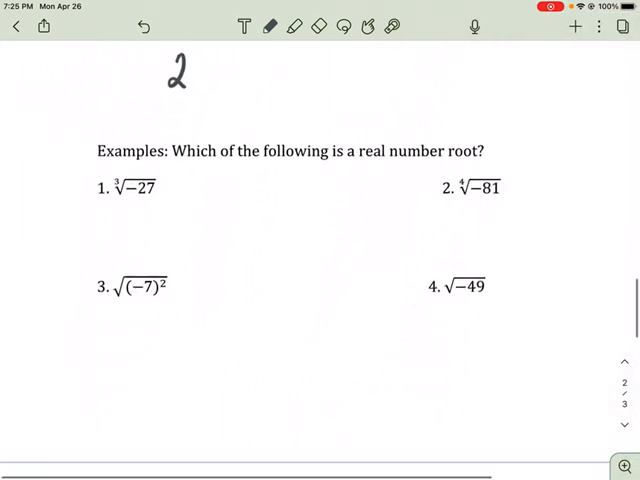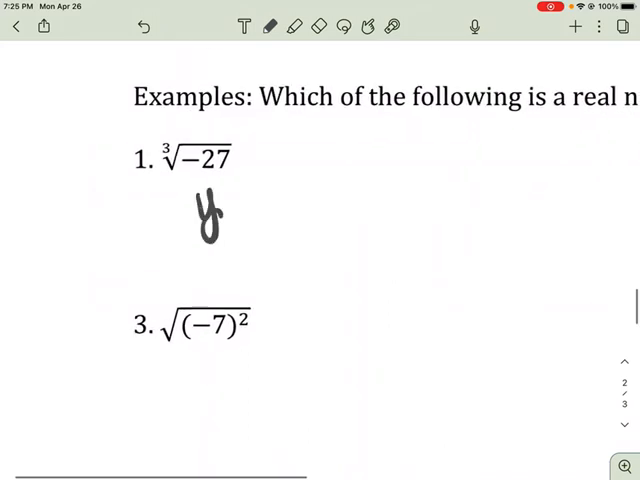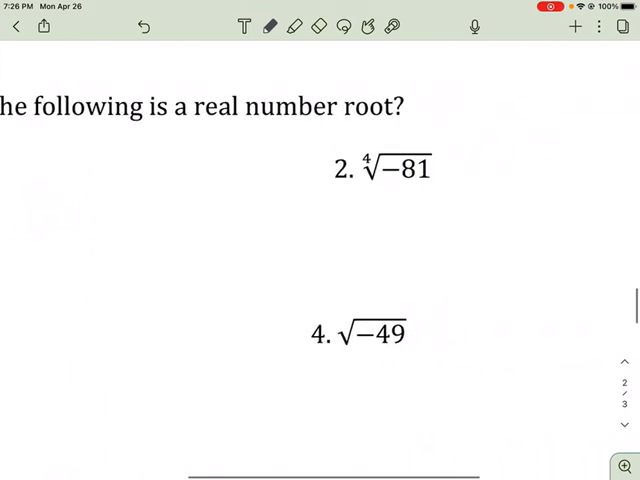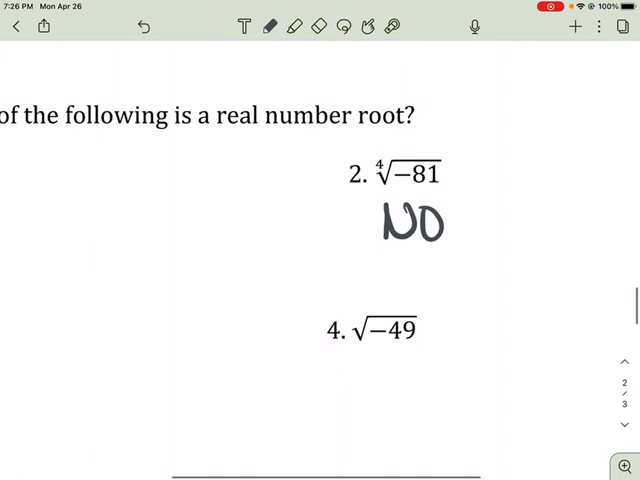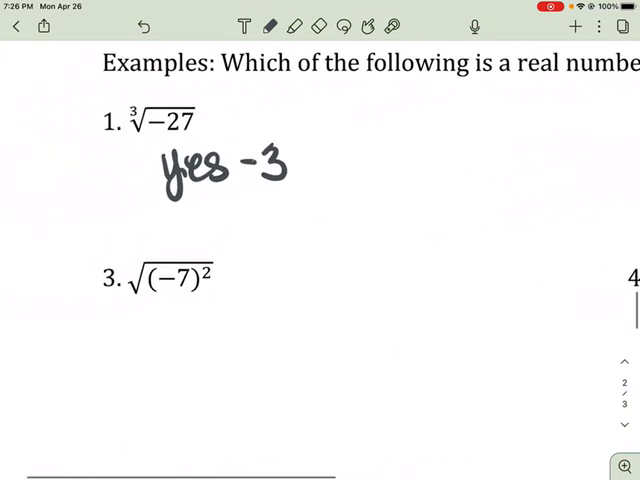Let's come here. Which of the following is a real number root? In other words, which of these can we find the solution of and which ones can't we? Now remember, odd roots we can take of negative numbers, even roots we can't. That's what I want to know: is it an odd root or an even root? This would be yes, and that would be negative 3. This would be no, because it's an even root and negative underneath.